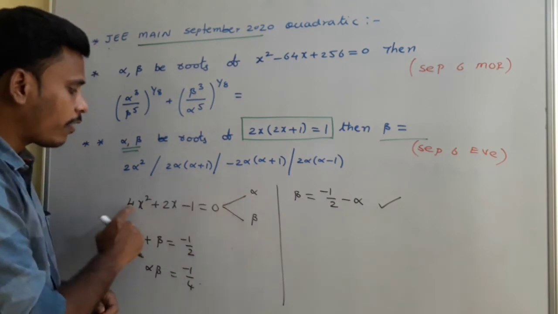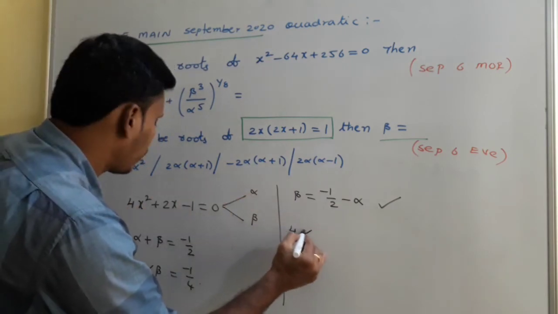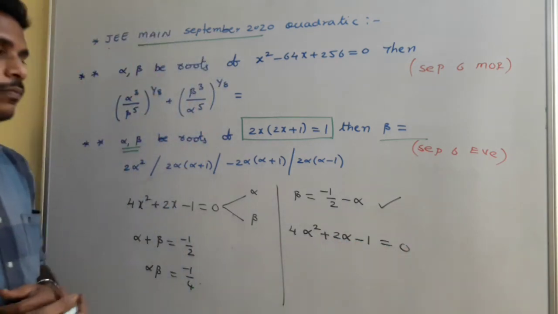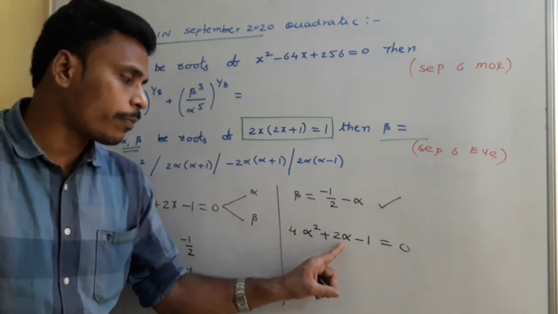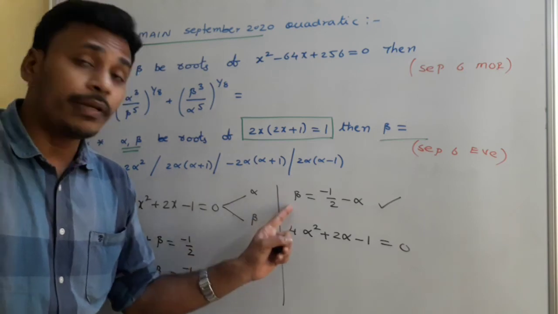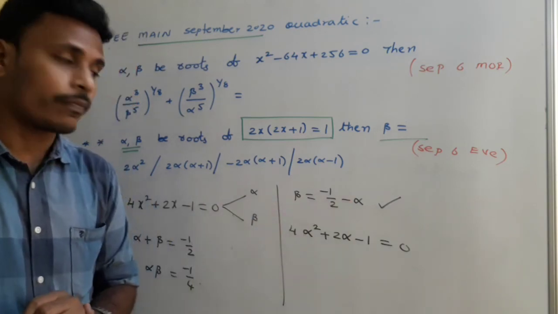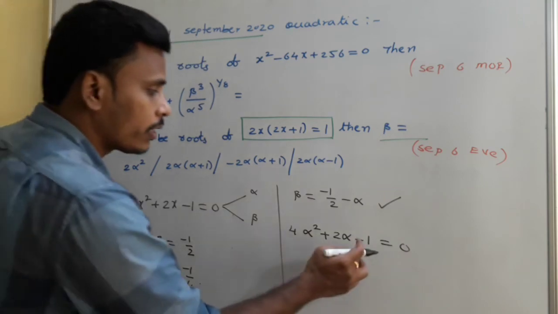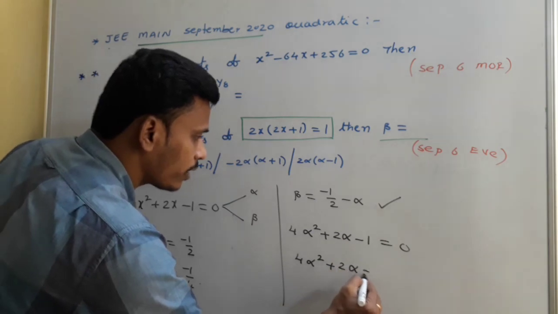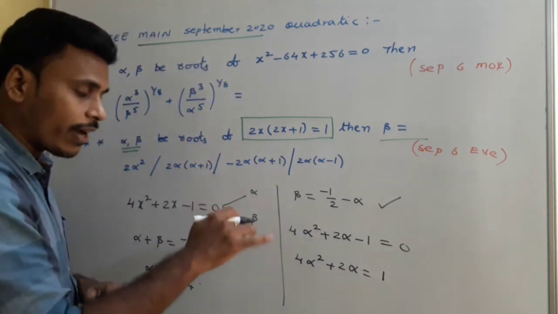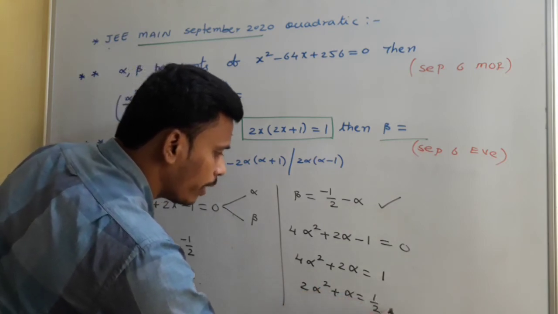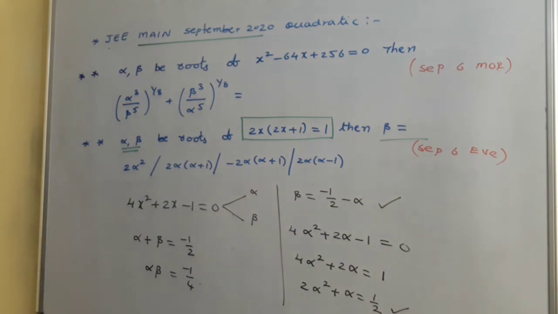And the other idea is, since alpha is the root of this, I can write it like this: 4 alpha square plus 2 alpha minus 1 is equals to 0. See, 4 alpha square plus 2 alpha minus 1 is equals to 0 because alpha is a root for it. But I need beta as minus 1 by 2 minus alpha. And that's why what I do is, send this 1 that side. What will happen? 4 alpha square plus 2 alpha is equals to 1. And divide with 2. What will happen? 2 alpha square plus alpha is equals to 1 by 2. Is it clear? Is there anything wrong?